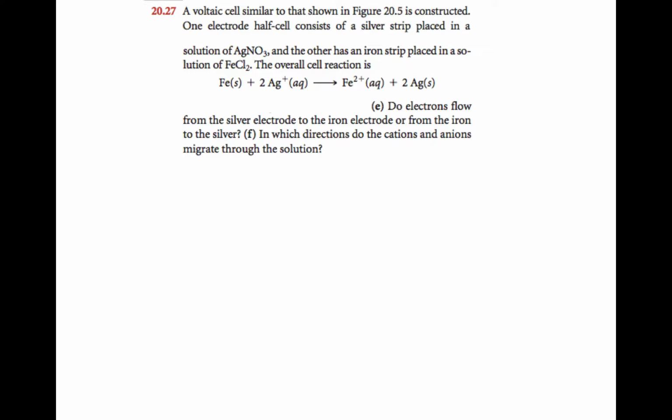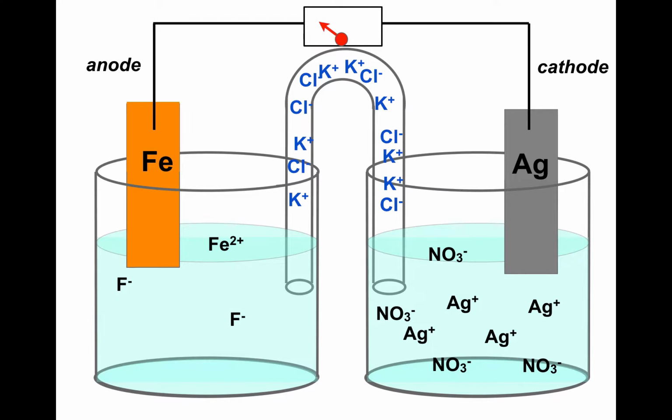E, do the electrons flow from the silver electrode to the iron electrode or from the iron to the silver? In which direction do the cations and anions migrate through the solution? Okay. So I did a rendition of this cell. All right, so we've got iron at the anode losing electrons. We've got silver plus at the other side gaining the electrons. The anions are just there to balance the charge.